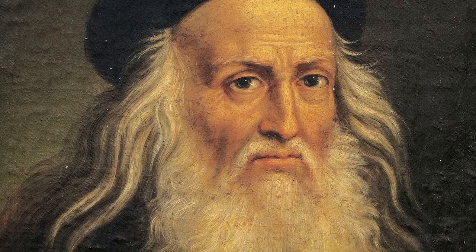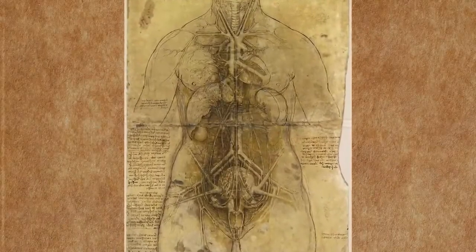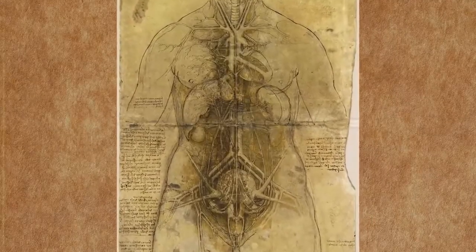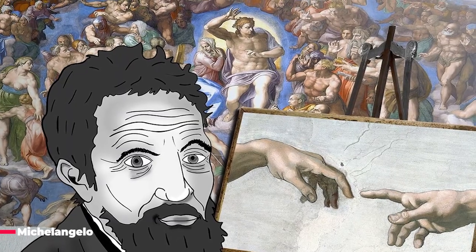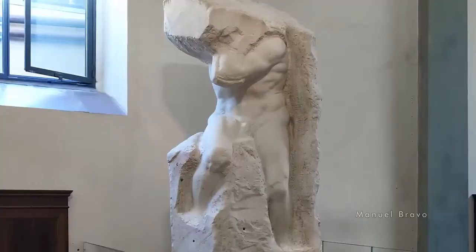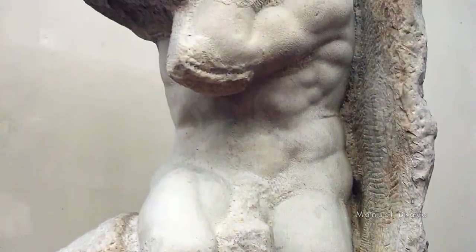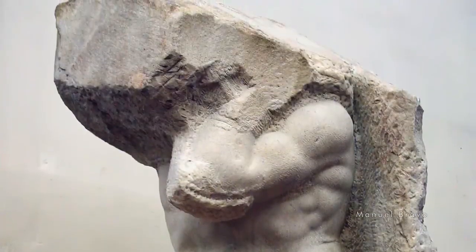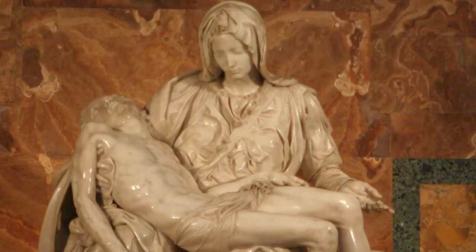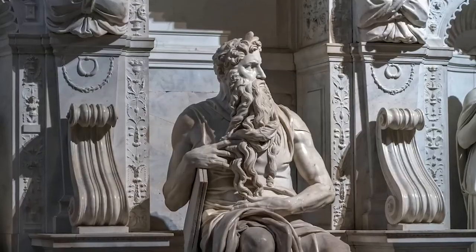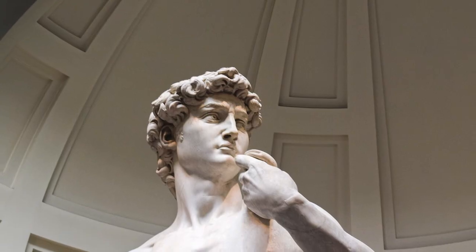He was also an avid anatomist who made detailed drawings of the human body, which were used to advance medical knowledge. Michelangelo. Michelangelo was a sculptor, painter, and architect who created some of the most iconic works of art in history. He is best known for his sculptures, including the Pietà and the David. His most famous work, the Sistine Chapel ceiling, is considered one of the greatest achievements of the Renaissance period.